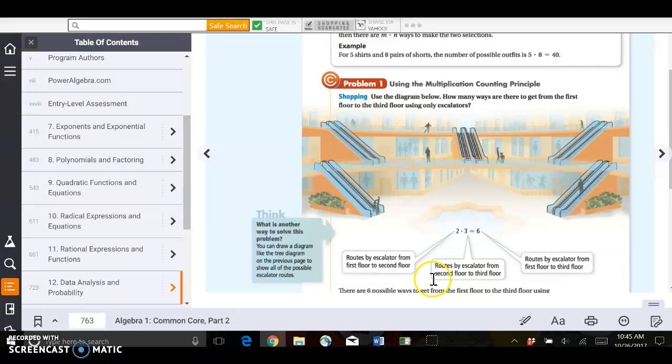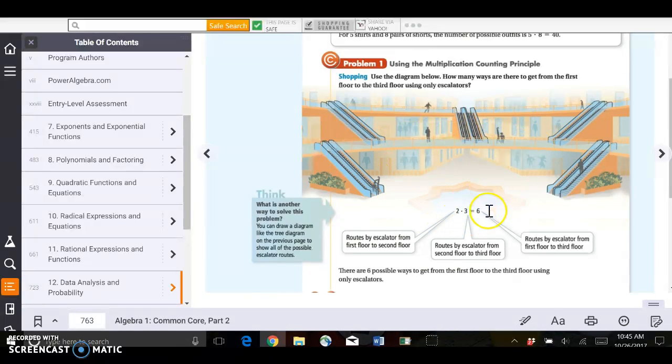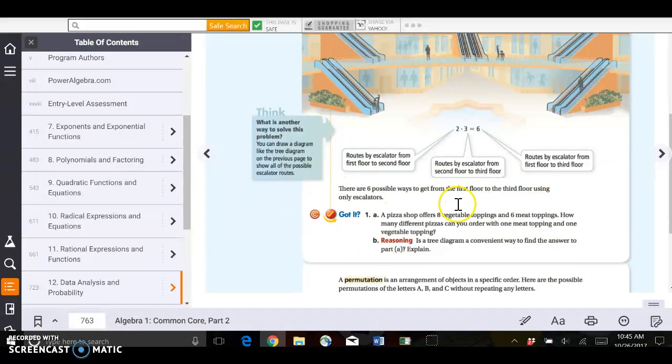Routes by escalator from the second floor to the third floor. 1, 2, 3. So there's 1, 2 here, and then there's 1, 2, 3 here. So 2 times 3 will give me 6. So there are 6 possible ways to get from the first floor to the third floor using only escalators. Let's take a look at the guide now.